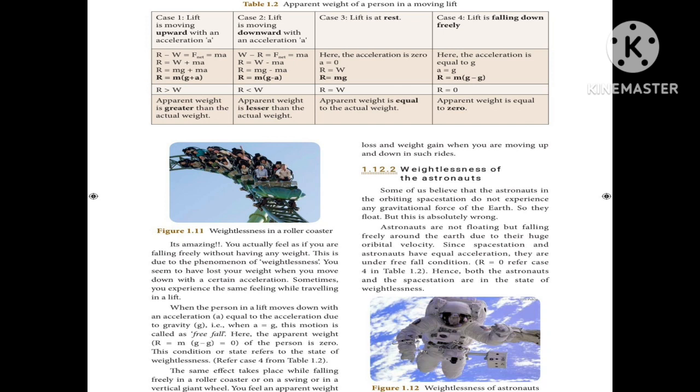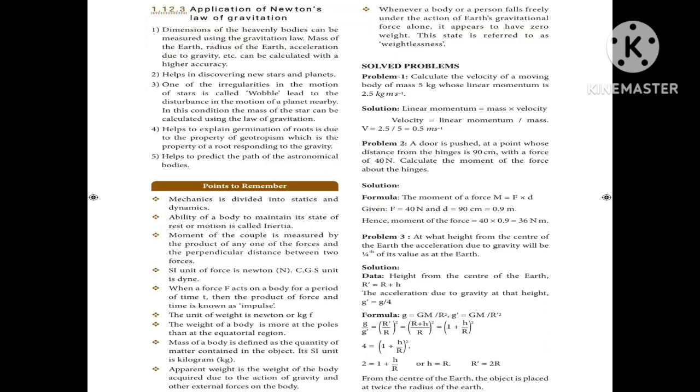Some of us believe that the astronauts in the orbiting space station do not experience any gravitational force of the Earth, so they float. But this is absolutely wrong. Astronauts are not floating but falling freely around the Earth due to their huge orbital velocity. Since the space station and astronauts have equal acceleration, they are under free fall condition. R equals 0. Refer case 4 in table 1.2. Hence, both the astronauts and the space station are in the state of weightlessness.